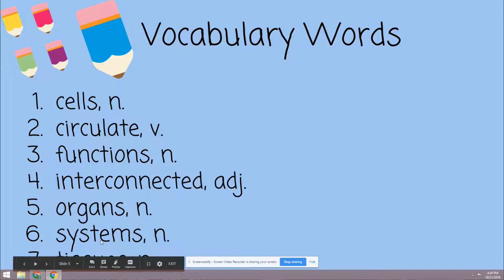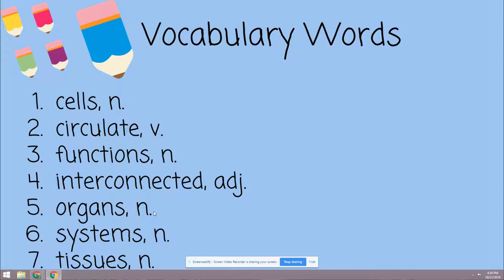Number 6, systems. Systems is a noun. Systems are groups of items or things that are connected and work together as a single item to achieve a particular result. An example, both the railroad and highway system made it easier for Americans to travel around the country.